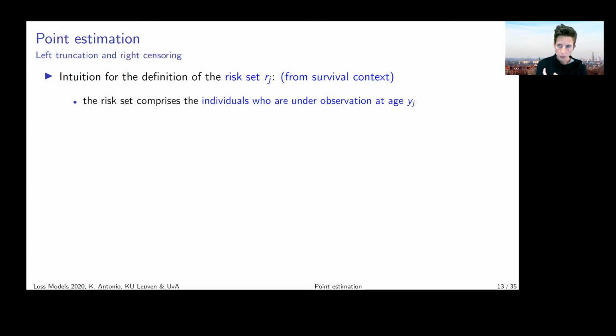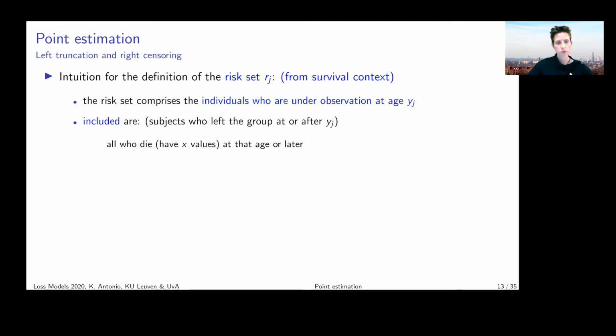But if we think about the survival context intuition, what is the definition of the risk set Rj? Well, the risk set contains all the individuals who are still under observation at time or at age, or however you want to call it, at value yj, right? Because with survival analysis, you're following observations over time. So the risk set Rj will consist of all those individuals who will observe the event of interest at or after yj, right?